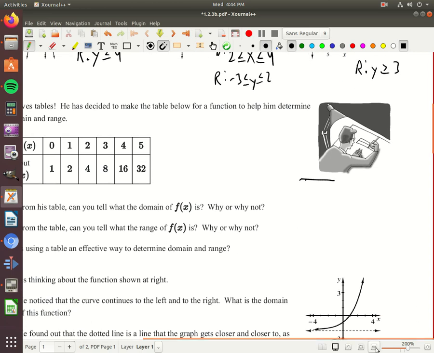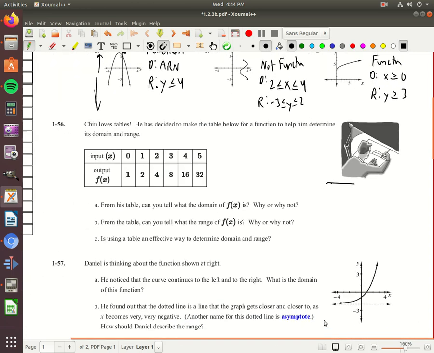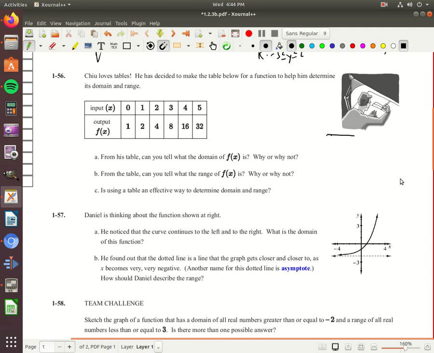All right, let's go ahead and zoom back out and finish this thing up. Chewy loves tables. He decided to make a table below for a function to help him determine its domain and range. From his table, can you tell what the domain is for f of x, y, or y not?